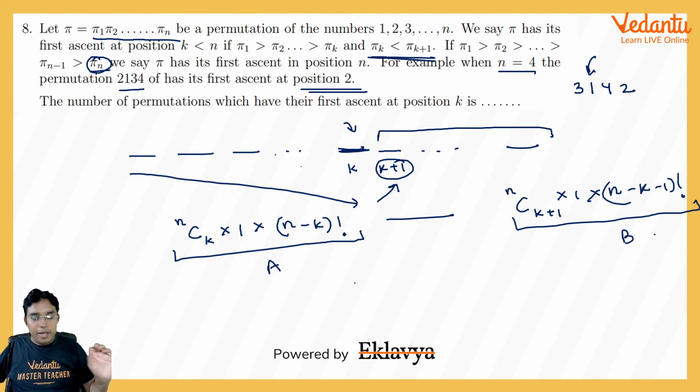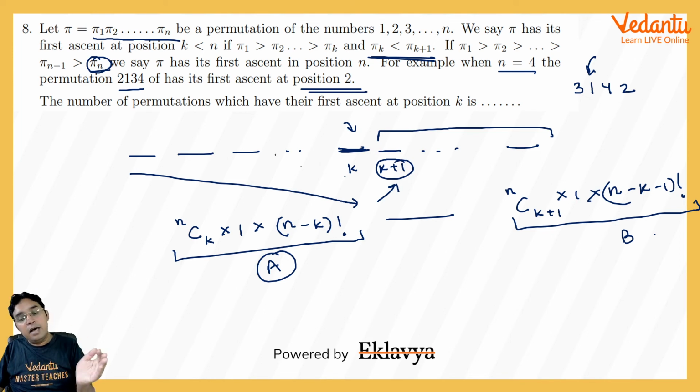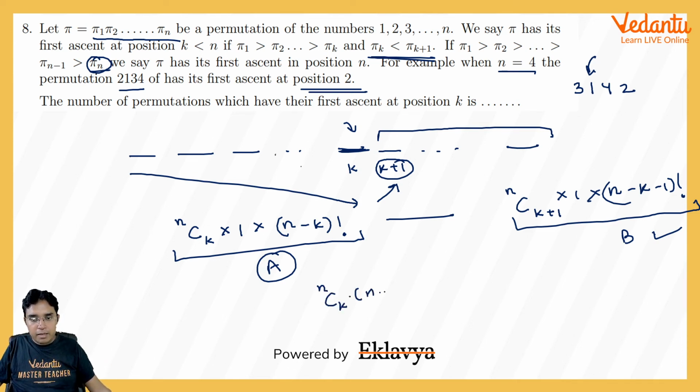Okay, and if I do so, then out of this A, I will be left with only those cases in which from k to k plus 1, I have an ascent, isn't it? Because if from k to k plus 1 it is again a descent, it is decreasing, then it will be there in B. So if I subtract these cases from this, I will get what I need. Okay, so the answer for this would be nCk into n minus k factorial minus nC(k plus 1) into n minus k minus 1 factorial.